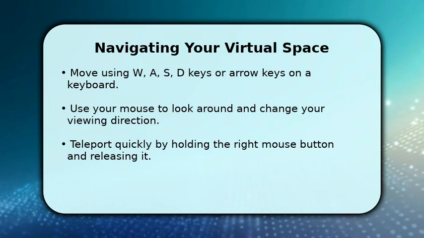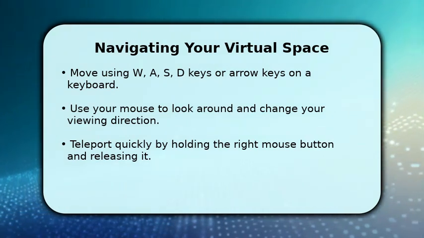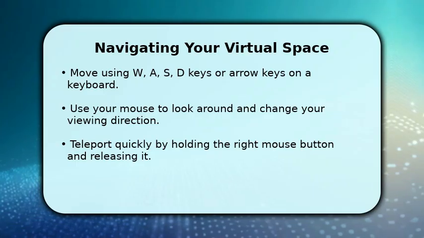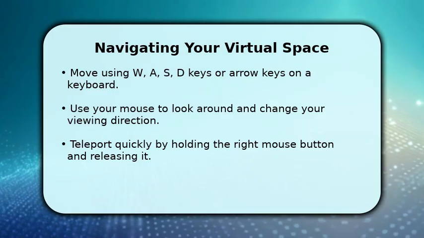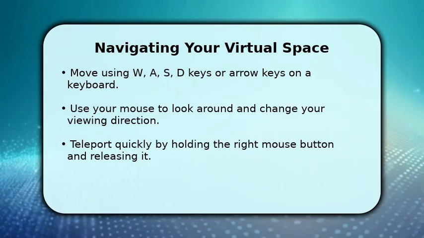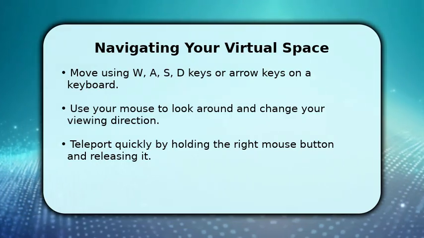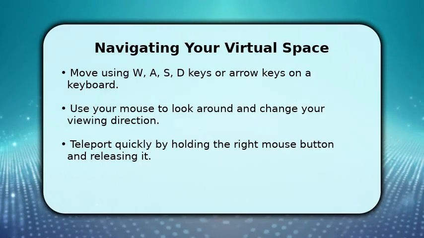It's designed for easy, immediate access. Once inside a Hubs room, navigating is straightforward. On a computer, use the W, A, S, D keys or arrow keys to move your avatar. To look around, simply click and drag your mouse. For faster movement, hold the right mouse button to teleport to a new spot. You can also type /fly in the chat to activate fly mode, allowing you to move freely through the air.